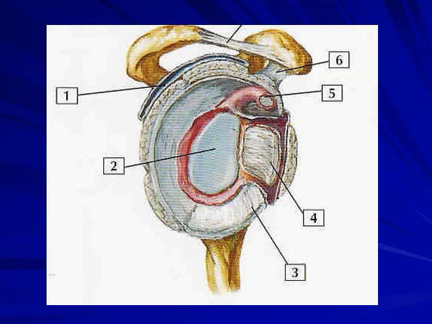So we can see that the anterior band would also limit anterior translation, which occurs with external rotation. The posterior band would limit more of the internal rotation motion because that would cause posterior translation.